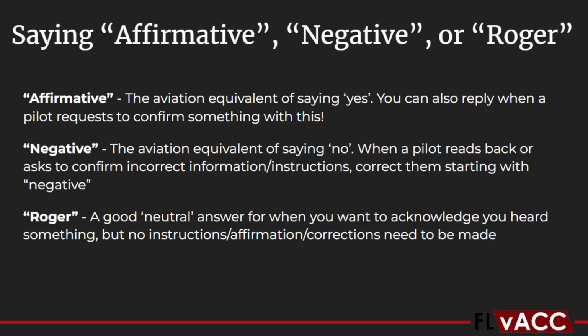Negative is the aviation equivalent of saying no. It is also how you would tell pilots that they've read back something to you incorrectly. We use these instead of yes and no to make communication very clear and to also remove the potential for slang, which can be culture dependent.